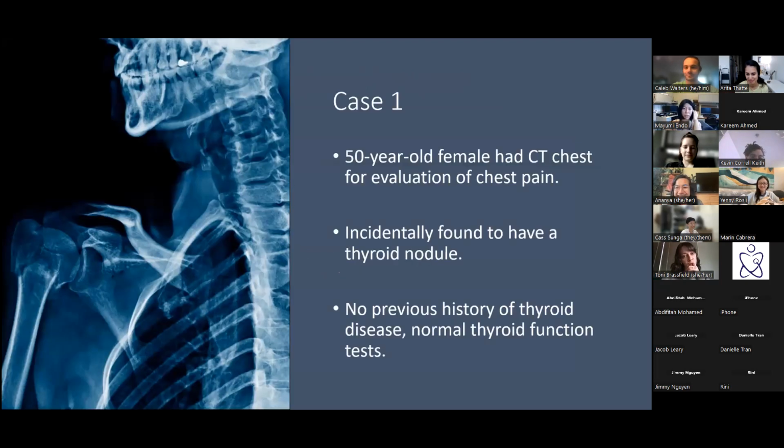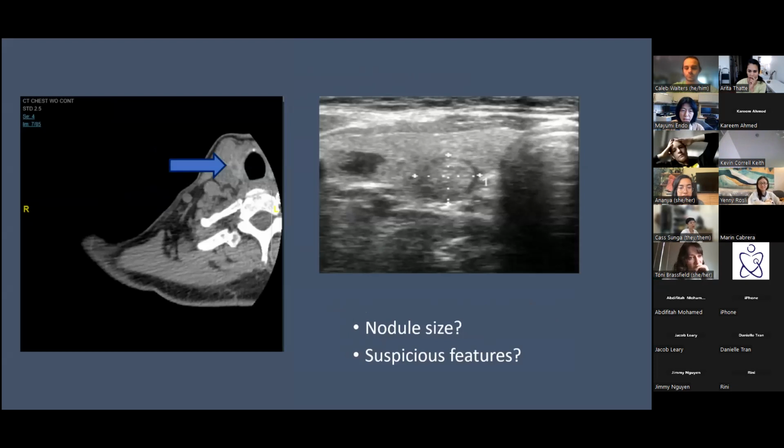Case 1, 50-year-old female had a CT chest because she had a chest pain and turned out she didn't have a PE or coronary calcification, nothing going on. But of course, they found the thyroid nodule and radiologists have to report it. No history of thyroid disease, normal thyroid function test. So if you look at this CAT scan, that's a trachea, that's the right thyroid, you see something there. And they did the ultrasound, which is the best imaging modality for the thyroid nodule, and they found this.